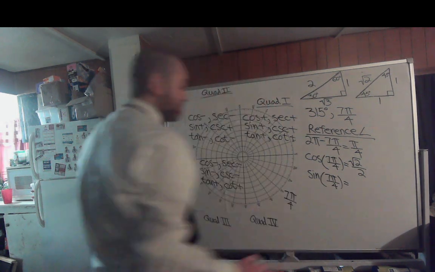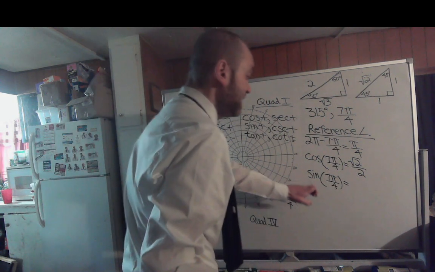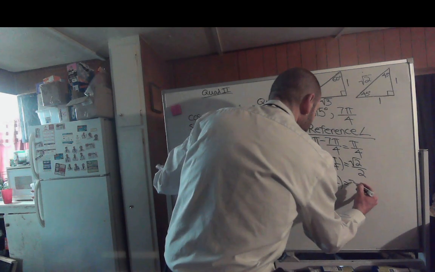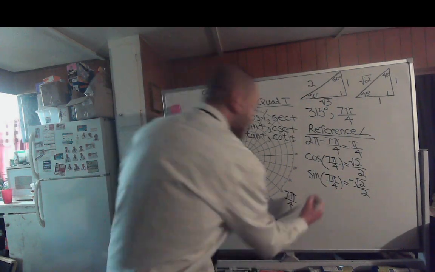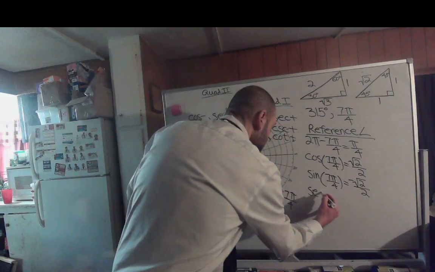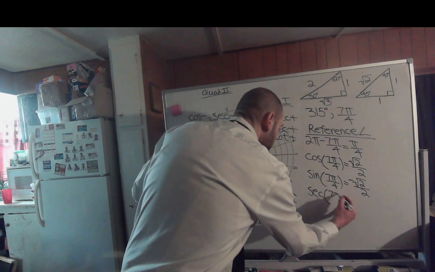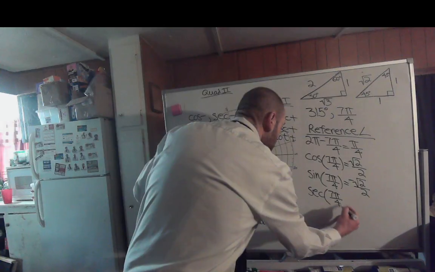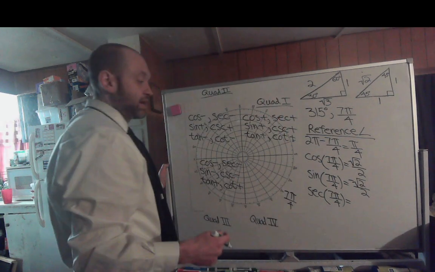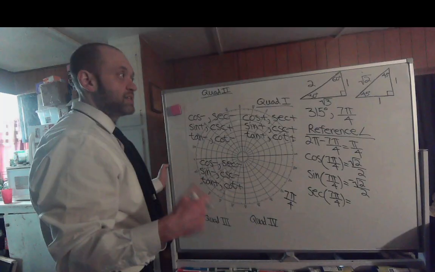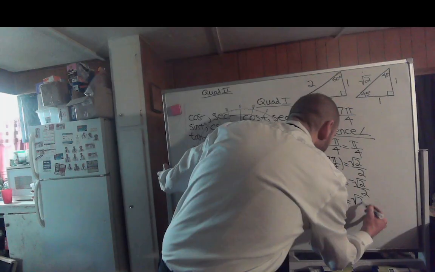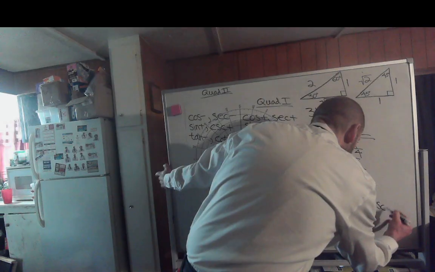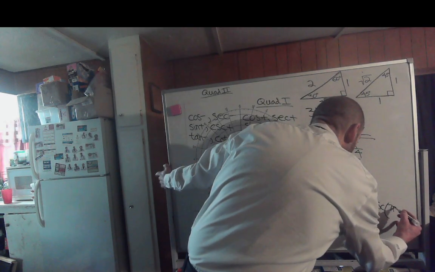Well, in the fourth quadrant, the sine is negative, so this would be negative of the square root of 2 over 2. Now what about the secant of 7 pi over 4? Well, 1 divided by cosine, 1 divided by positive gives you a positive, so that's going to give you positive square root of 2. Now what about the cosecant of 7 pi over 4?